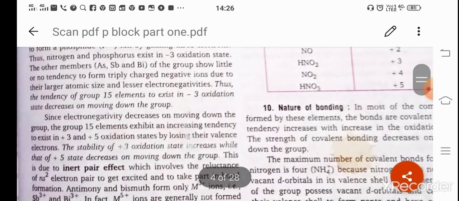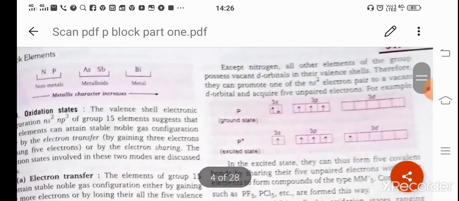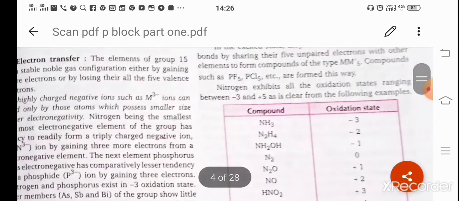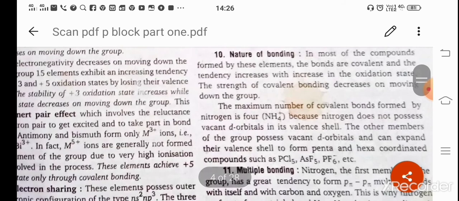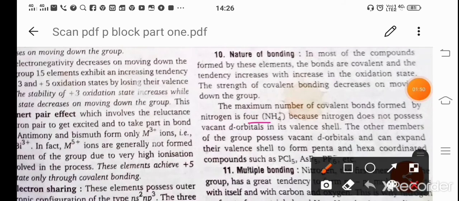Now a few more things we'll discuss about group 15, other than oxidation state, like the nature of bonding. Both ionic and covalent are possible, but the maximum covalency of nitrogen is 4, so it can only form ammonium ions in the +4 oxidation state because of the absence of d orbitals.